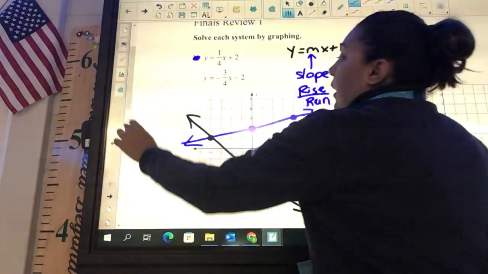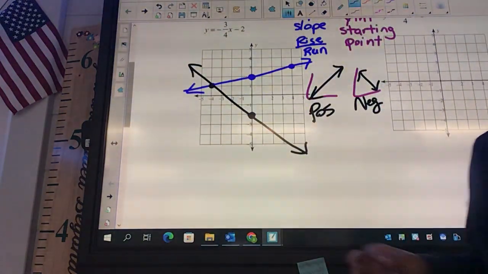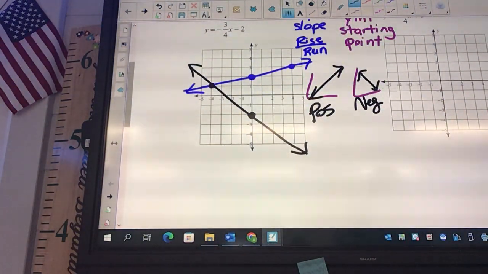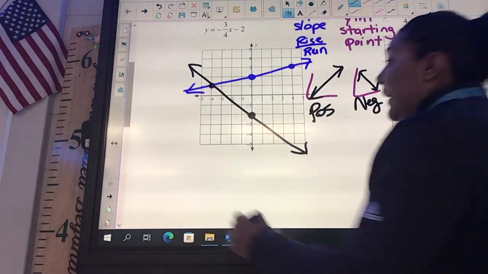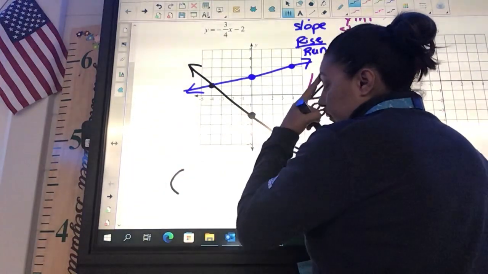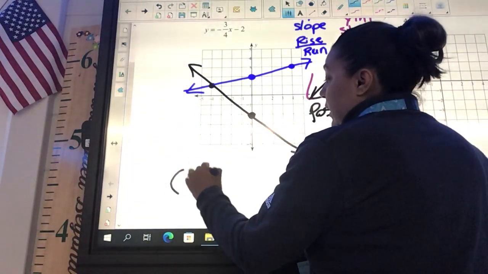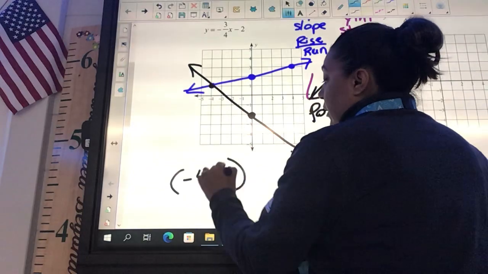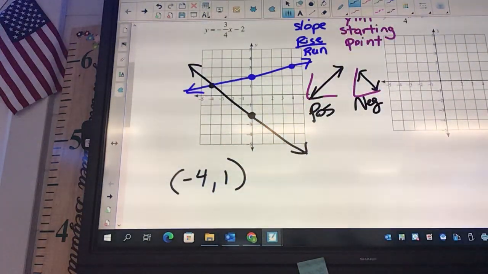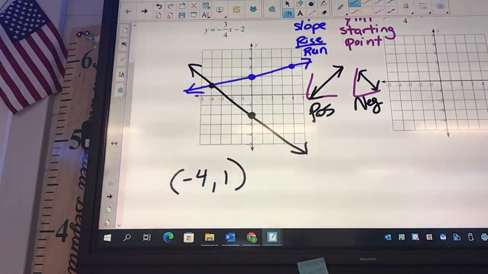Okay. Your final is in multiple choice, so it's only going to give you coordinates. So you can guess if you want to, but essentially our answer is what? -4, comma 1. Okay, so it's going to look like that with 4 options to choose from.